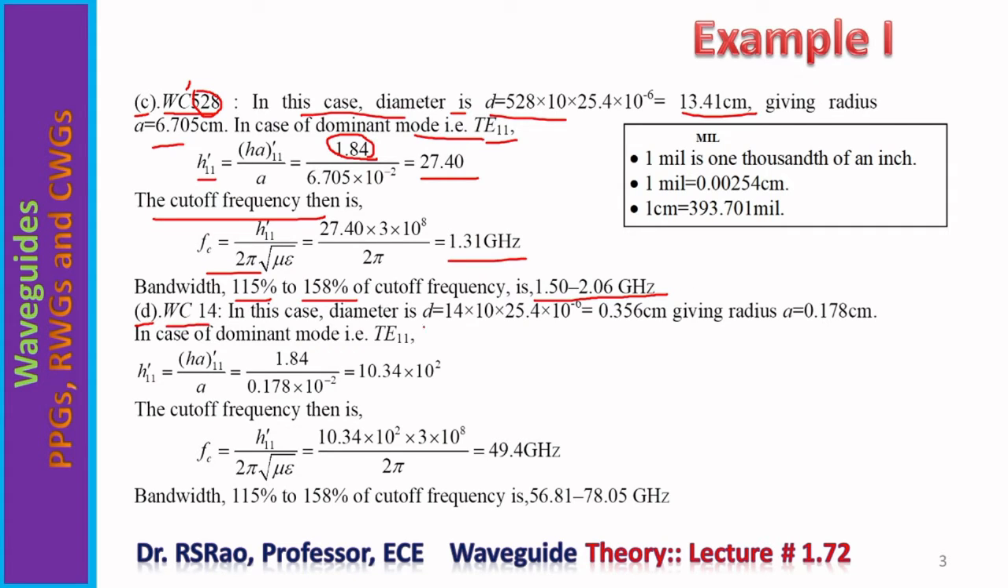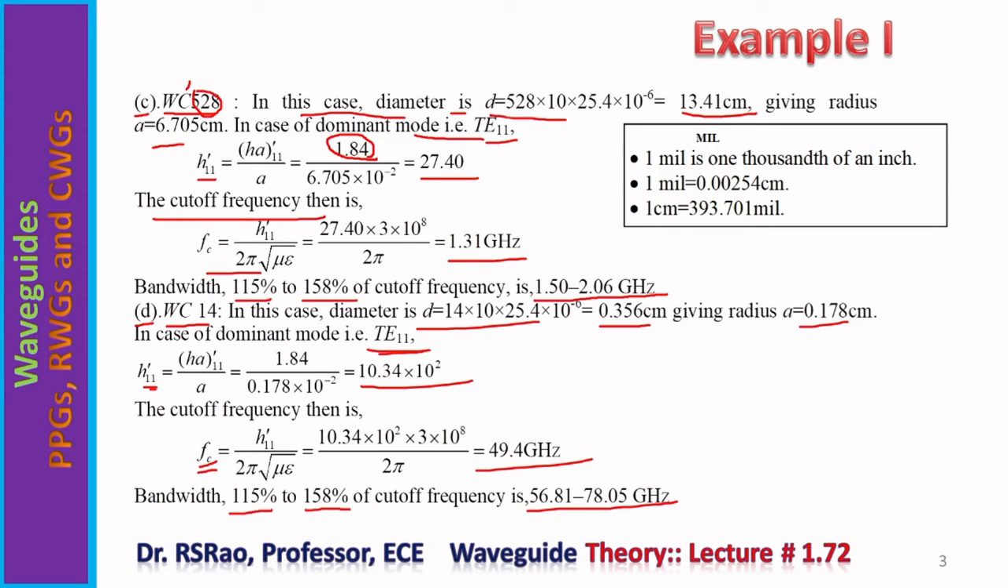WC14. In this case, diameter, as we did in case of C, can be found as 0.356 cm. Radius comes out as 0.178 cm. In case of dominant mode TE11, H11 prime becomes HA11 prime by A. It comes out to 10.34 into 10 square. The cutoff frequency then is FC. It can be found as 49.4 gigahertz. Bandwidth 115% to 158% of cutoff frequency. It comes out 56.81 to 78.05 gigahertz.